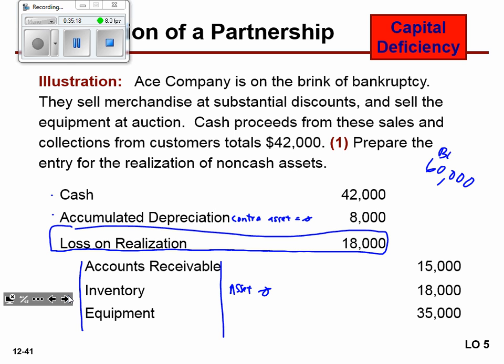Our book value of our assets was this. We sold them for $42,000. That's where they got the $18,000. I just wanted you to be very clear on that. This was not the $100,000 thing. Does everyone understand where that number 18 came from?